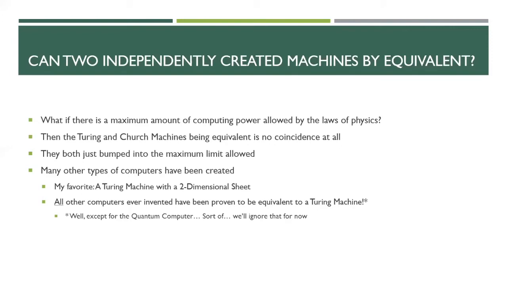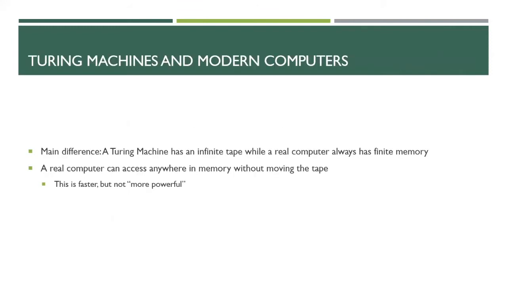In fact, every computer ever invented since, with an asterisk on the quantum computer being a bit of an exception. We'll have to do quantum computing as a separate discussion. But every computer invented since has been proven to be equivalent to a Turing machine. So why is that, right? Let's talk about modern computers first, because that may even be a little surprising. Is the Turing machine really equivalent to a modern computer, or is a modern computer more powerful?